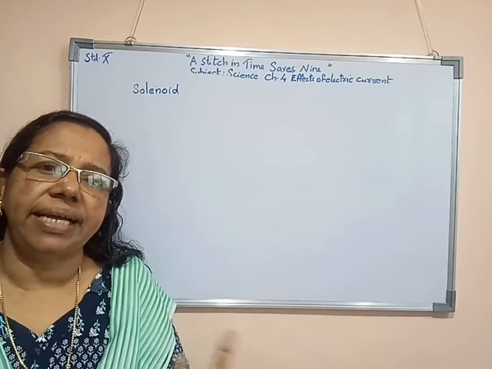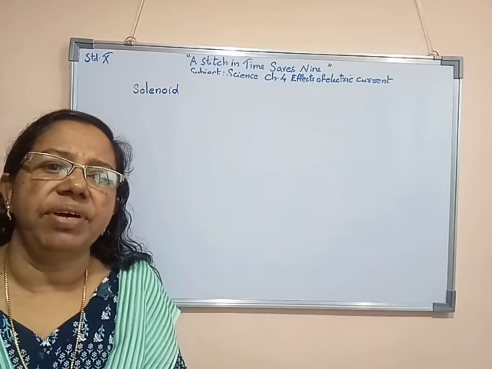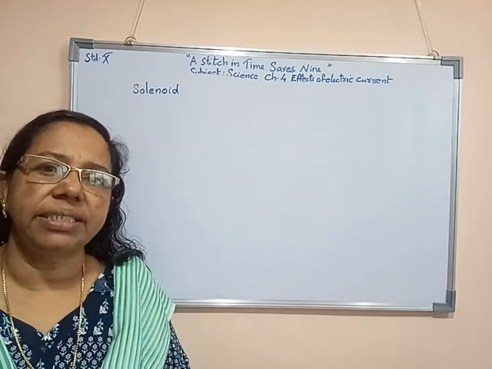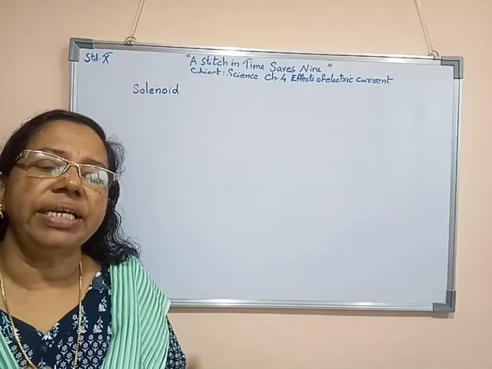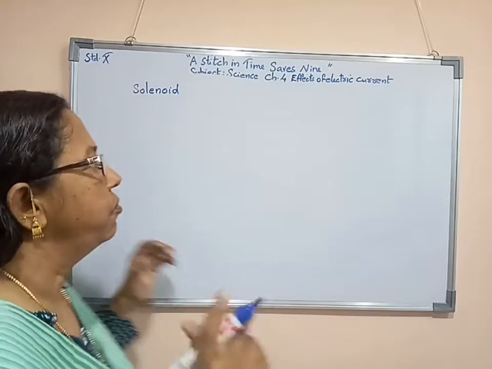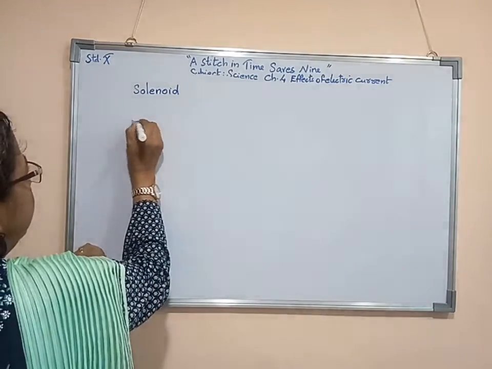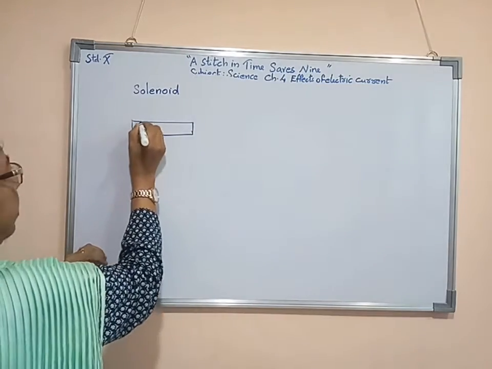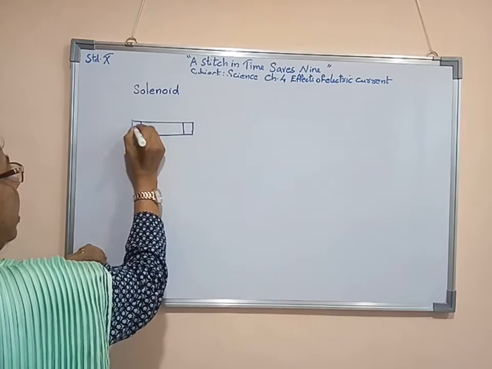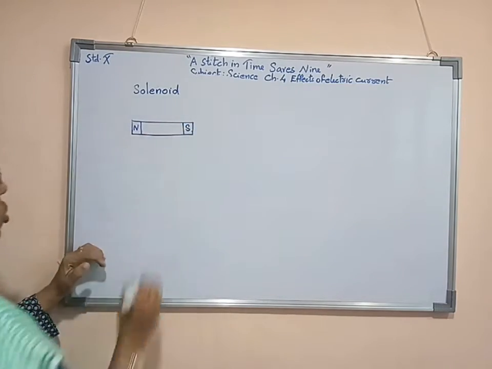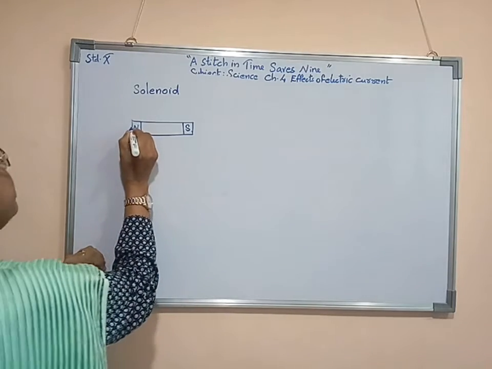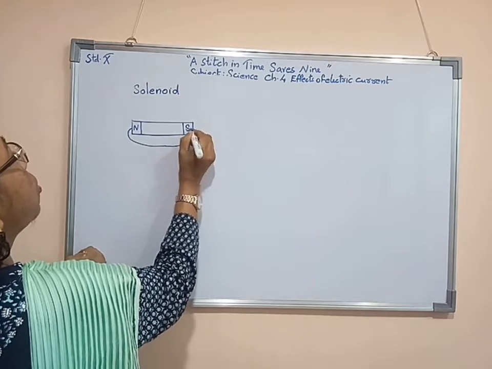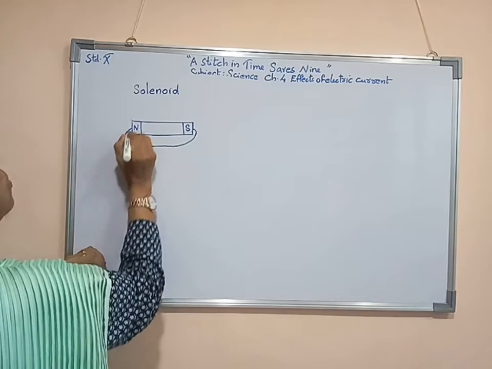How a bar magnet acts, the same kind of action even a solenoid can do. But a bar magnet is a hard, thick substance, but a solenoid is like a spring. First I am drawing one bar magnet. Its action I will explain first. This is the north pole, this is the south pole of the magnet. We can say that the magnetic lines of force are produced from the north pole to the south pole of the magnet.